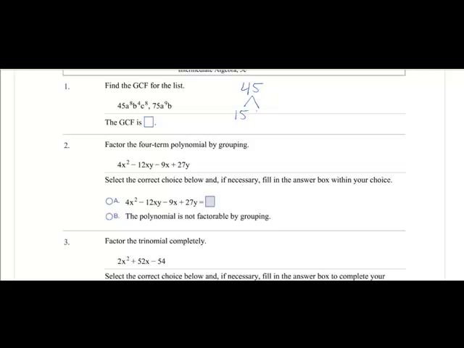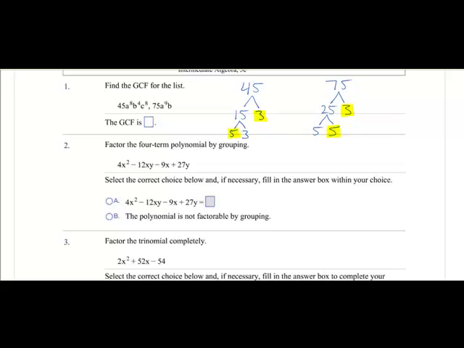Well, I could do 15 times 3, and then 15 is 5 times 3, and then with 75 I could do 25 times 3, and then 25 is 5 times 5. So what I want to do now is pick out what I see in common, or what they share. Well, they each have at least one 3. There it is. There's a 3 in both of them. And they each have at least one 5. That's what they have in common.